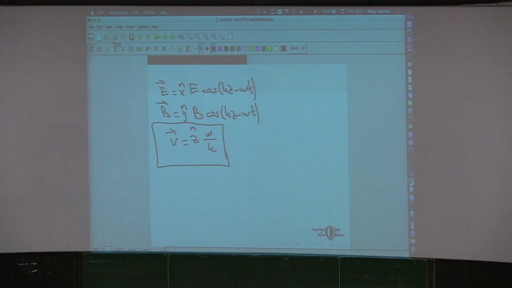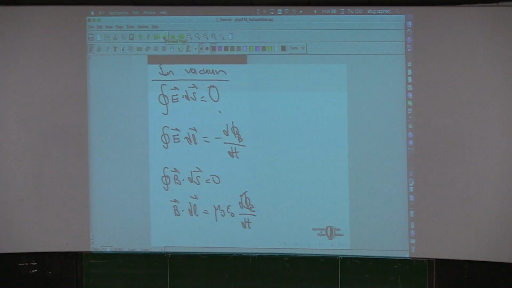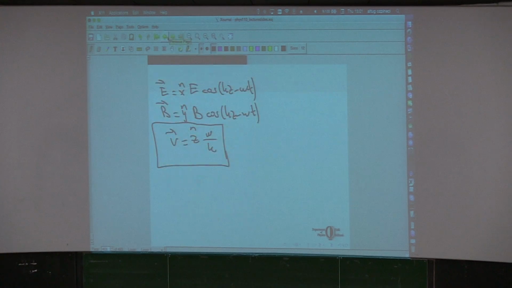Okay, so we have a solution. The next thing we have to prove is whether they satisfy these equations. That will be the tough part. Now, what can you say about the electric field lines at a given instant? At a given time t, what do the electric field lines look like?